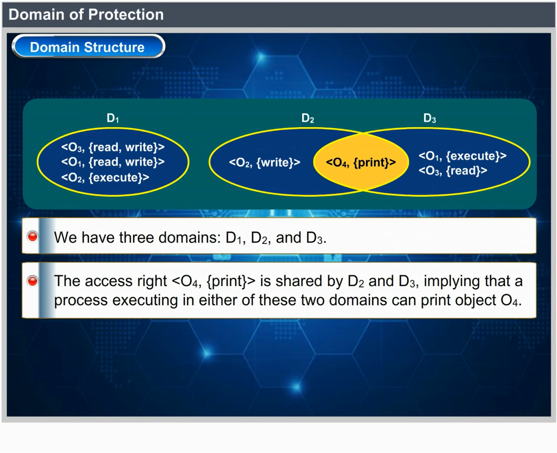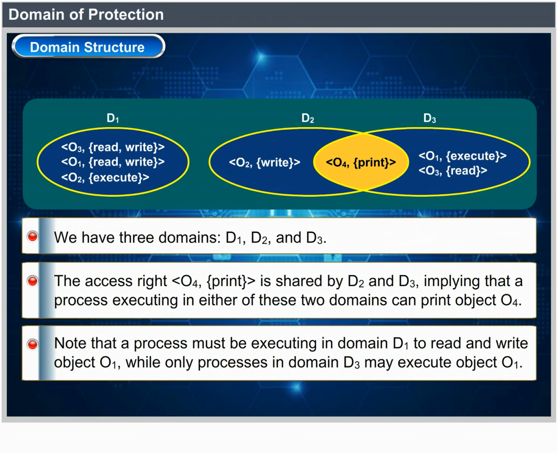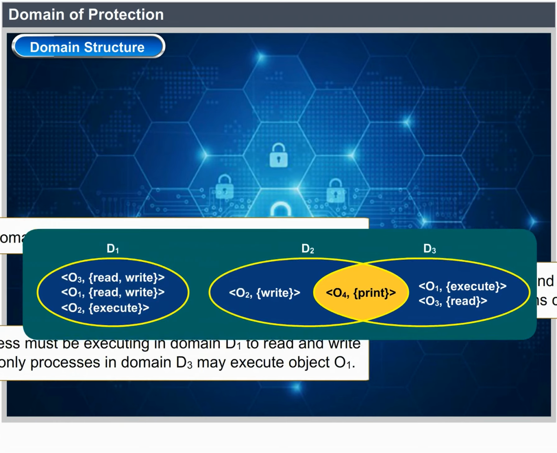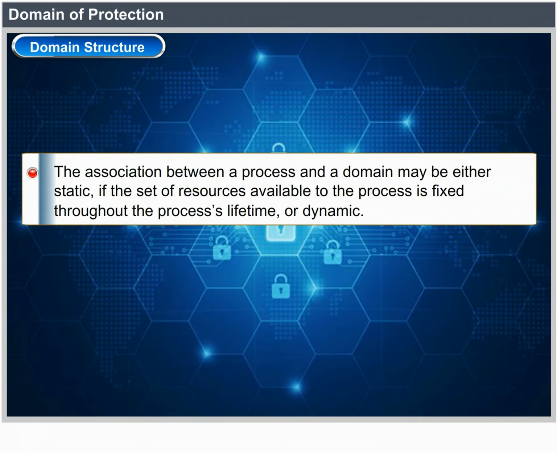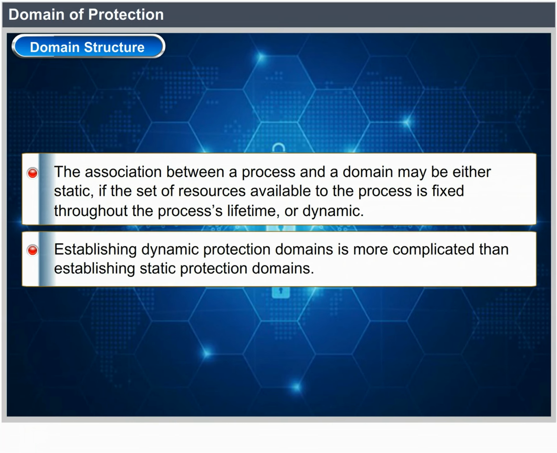Note that a process must be executing in domain D1 to read and write object 1, while only processes in domain D3 may execute object 1. The association between a process and a domain may be either static, if the set of resources available to the process is fixed throughout the process's lifetime, or dynamic. As might be expected, establishing dynamic protection domains is more complicated than establishing static protection domains.